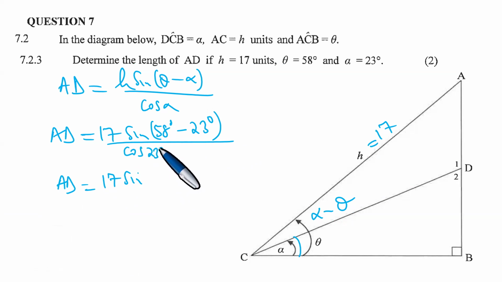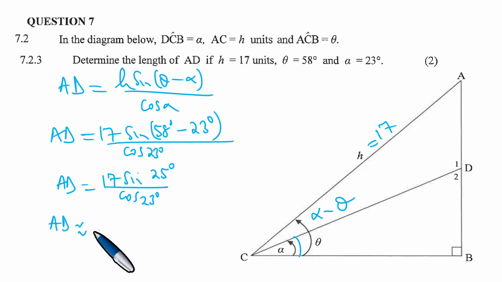And what we need here is the following. So this is the sine of 25 degrees divided by the cosine of 23 degrees. And this means that AD itself is approximately 10.59 units. So this is what we have.